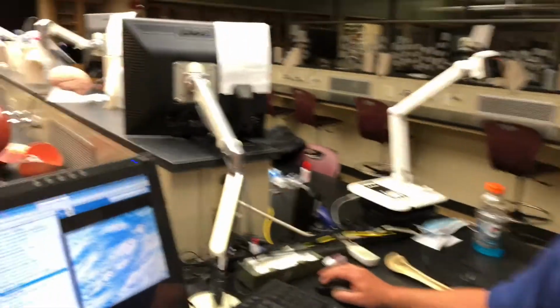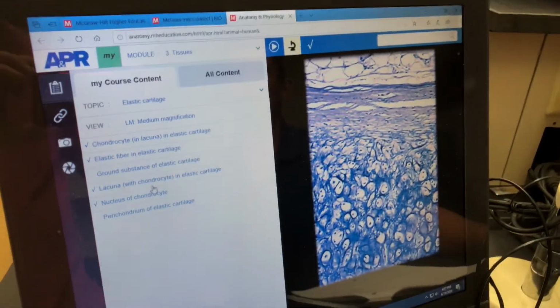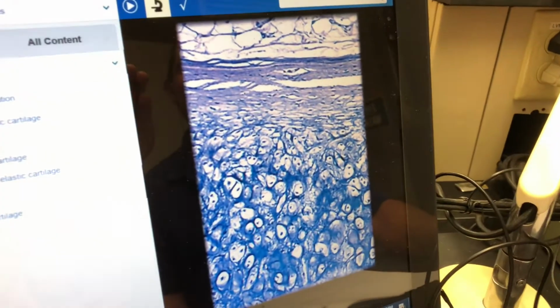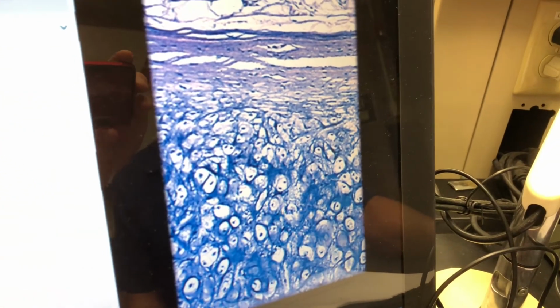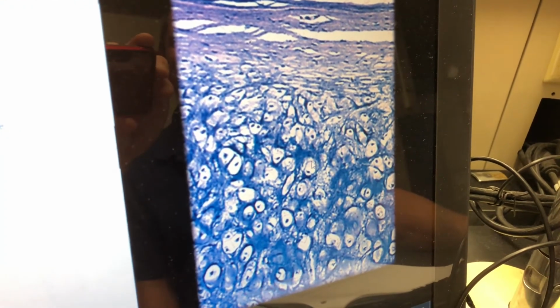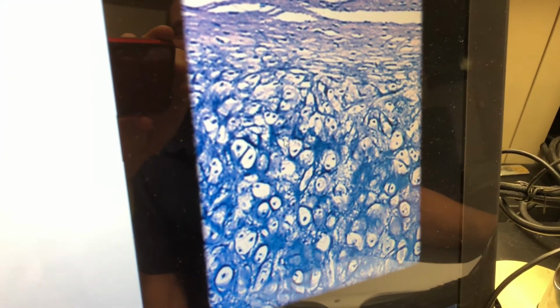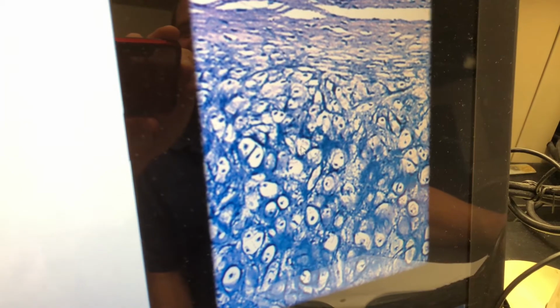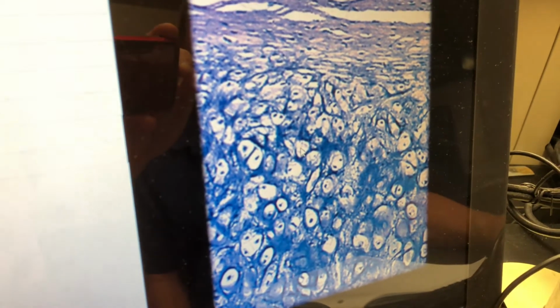You probably guessed it already. All right, so here we go. Elastic cartilage, folks. Not the best picture, but we can see the chondrocyte. Chondrocyte, chondrocyte. What do they sit in? They sit in little spaces called lacuna.